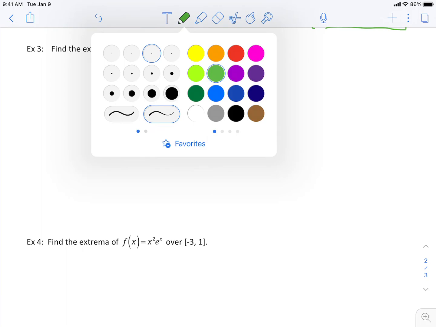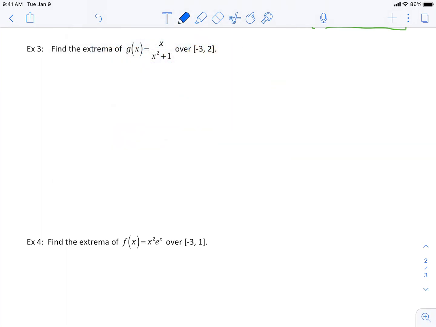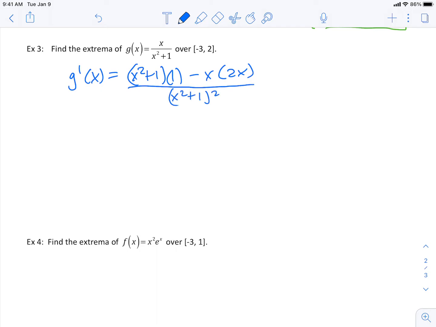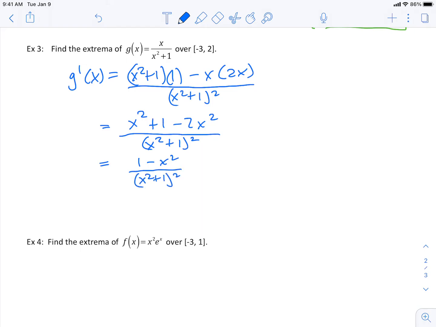All right, so third example. Let's go blue. All right, so we have a quotient. And so I will do the quotient rule to find my derivative. So low d high minus high d low over low squared. Let's simplify that a bit. So we get x squared plus 1 minus 2x squared all over x plus 1 squared. You can clean that up a bit, 1 minus x squared after you combine like terms. That's about as good as it gets.